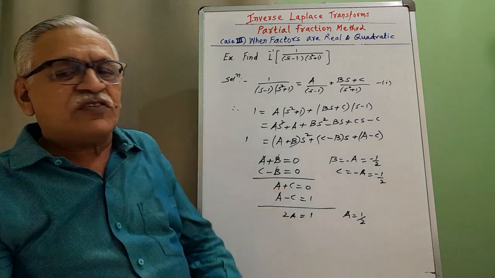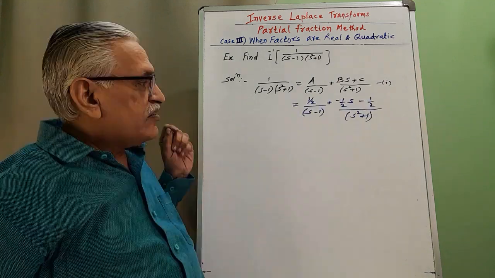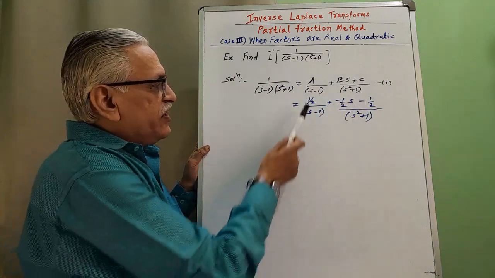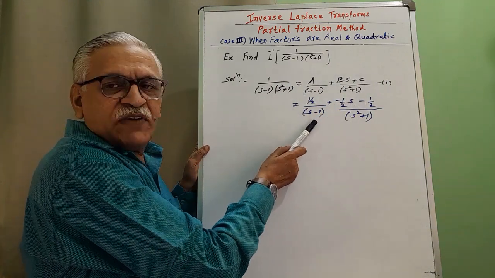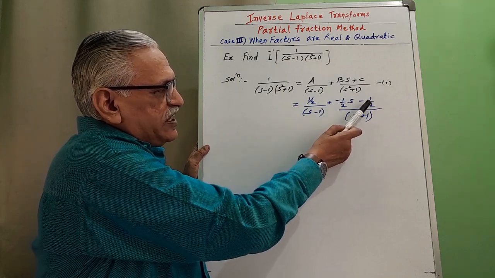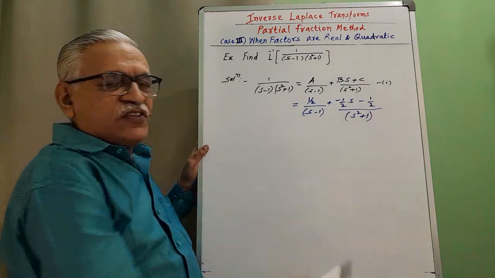Therefore, substituting the values of A, B and C in equation 1, we get A as 1 by 2 divided by s minus 1, B as minus 1 by 2 into s, plus C as minus 1 by 2 divided by s square plus 1.